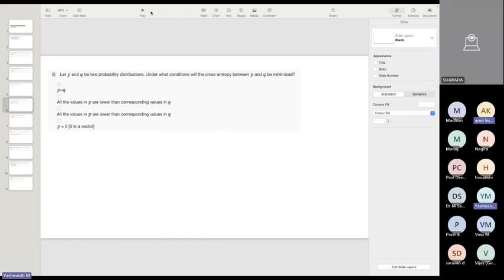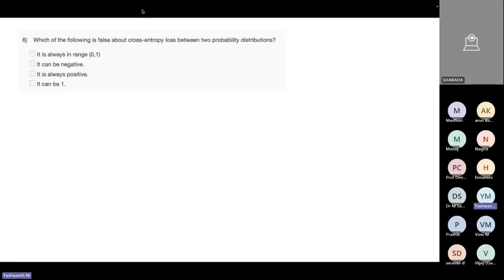Okay, so we can go to the next question. Which of the following is false about the cross entropy loss between two probability distributions? It always lies in the range 0 to 1. This is wrong because your cross entropy loss can go to plus infinity.